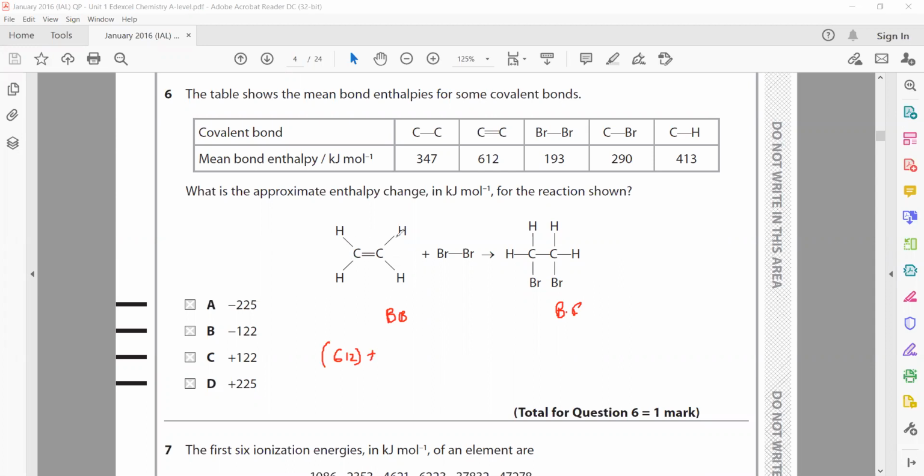plus CH bonds are there, so CH bond 413, and how many? 1, 2, 3, 4. So it will be 4 multiplied by 413 plus Br-Br bond 193, so that is bond breaking. And bond forming, CC bond is there, so 347. CH 1, 2, 3, 4, that is 4 times 413 plus C-Br bond, so C-Br 290, and two of them, so 290 times 2. So bond breaking minus bond forming equals enthalpy change. When we solve this, B will be the right answer.